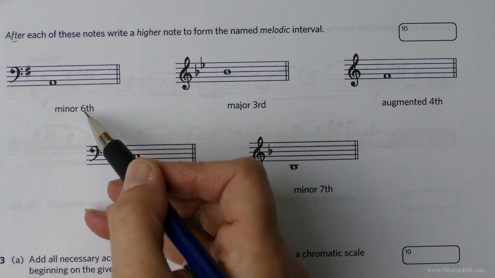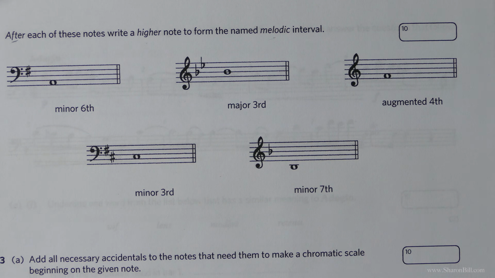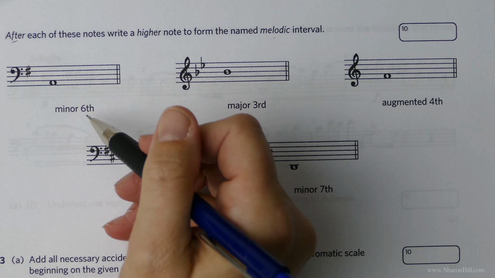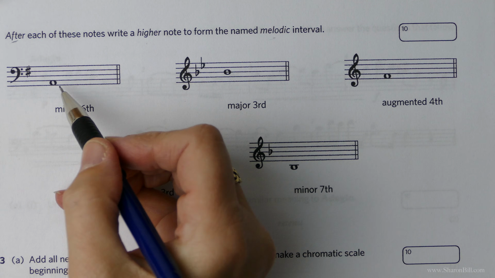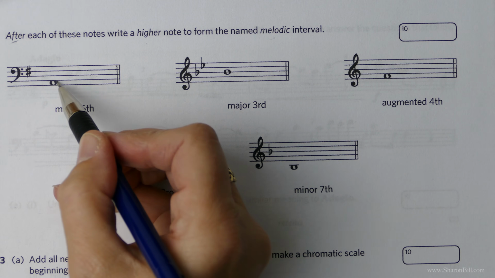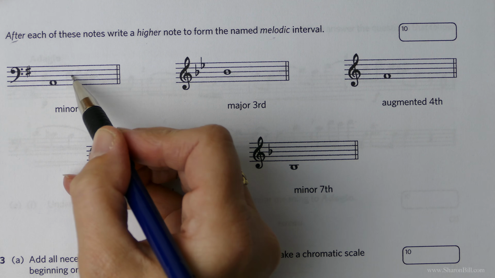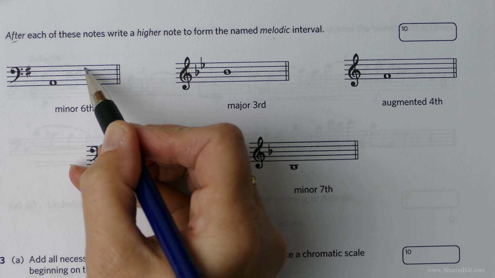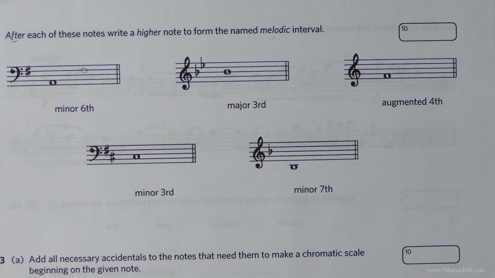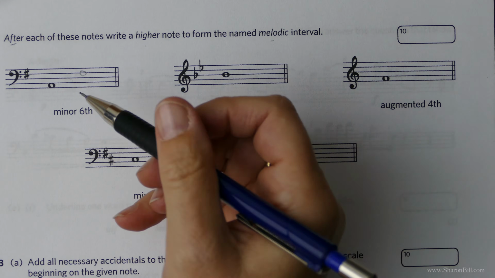So we need to write a minor 6. So the first job is just to get the note head in the right place, counting 6, and that's half of your marks straight away. So don't forget to count the given note as 1. 1, 2, 3, 4, 5 is the space, 6 is the line. So now we need to think about what we're actually writing here.